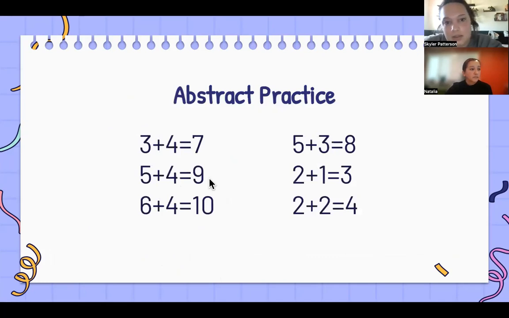So here are some examples of abstract practice. Obviously, at the kindergarten level, we have some equations like 3 plus 4 equals 7 or 2 plus 2 equals 4, stuff that is easy to work with kindergartners so that they just understand the idea.